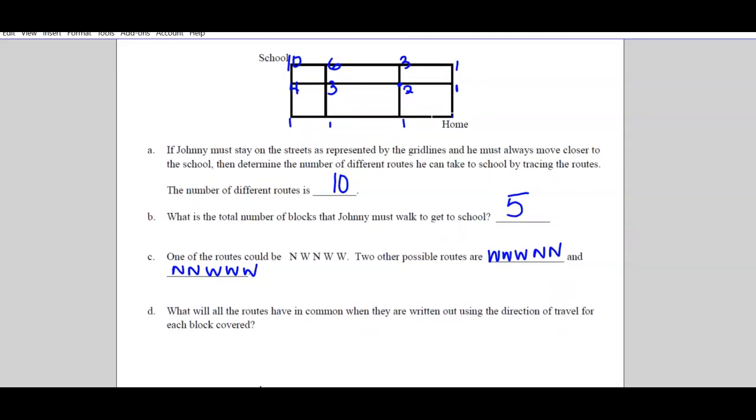Okay, if he needs to get from home to school, he can't skip a block, right? He cannot just jump over, fly, or whatever. So he has to go 3 W's and 2 norths, always. So what will all the routes have in common when they are written out using the direction of travel? They will all have 3 W's and 2 norths.